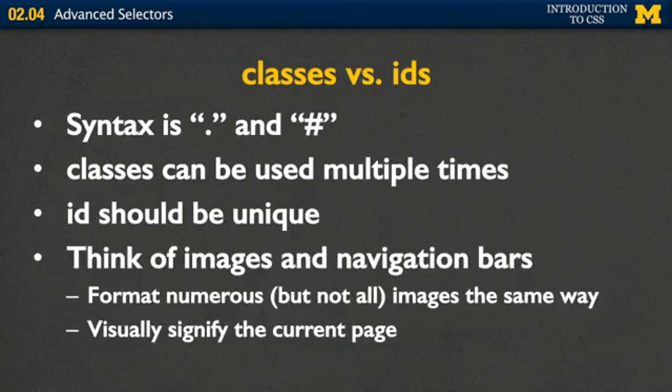So again, let's think of images and navigation bars. It's very common that you would want to format numerous but not all the images the same way, and you would use classes for that. Where you might use an ID is, I'm sure that you've been at some places where on the web page you see the navigation bar and the page that you're currently on is styled just slightly differently. And that makes sense because you can only be at one page at a time, and that's why you might choose to use the ID.